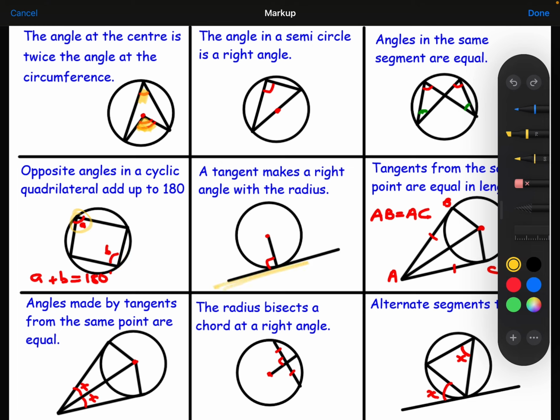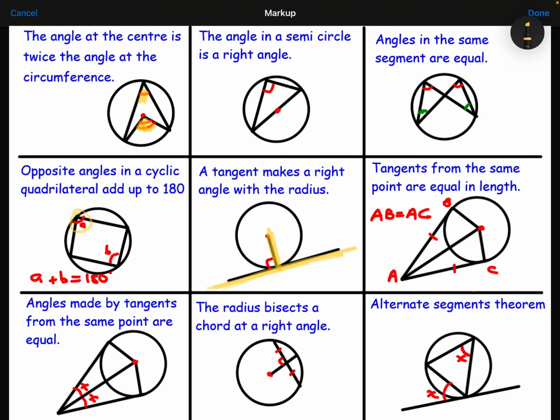Next, a tangent will always be perpendicular to the radius. Next, 2 tangents from an external point will be equal in length, and they will also subtend the same angle between the tangents and a line to the centre.